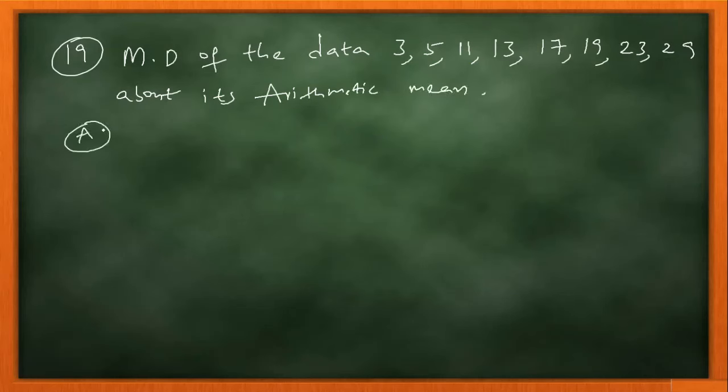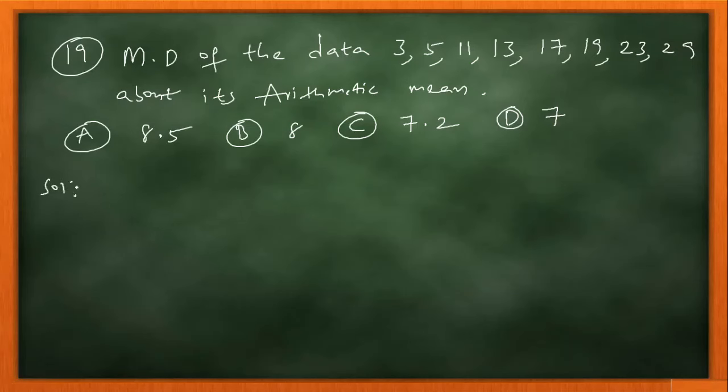Your options are 8.5, 8, 7.2, and 7. So this is your 19th question. You have to find the mean deviation about mean. I told you how to calculate the mean deviation about mean. Start your solution, everyone.